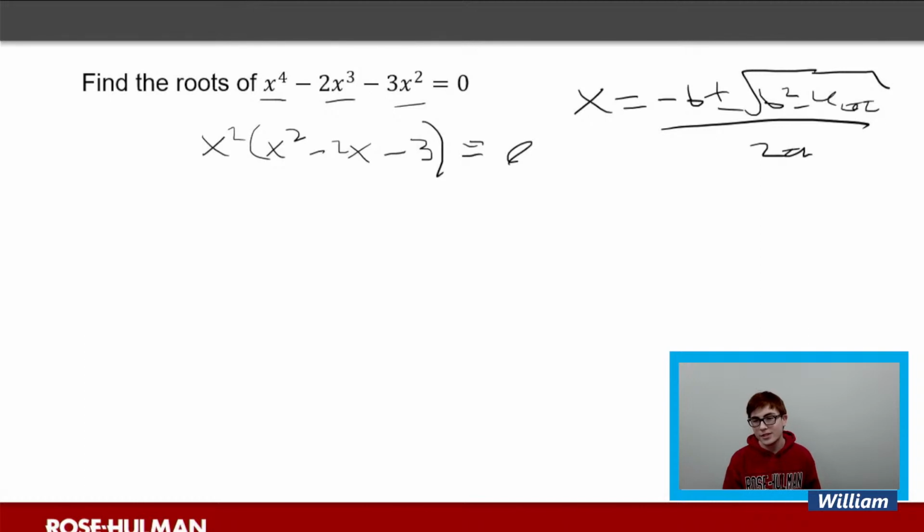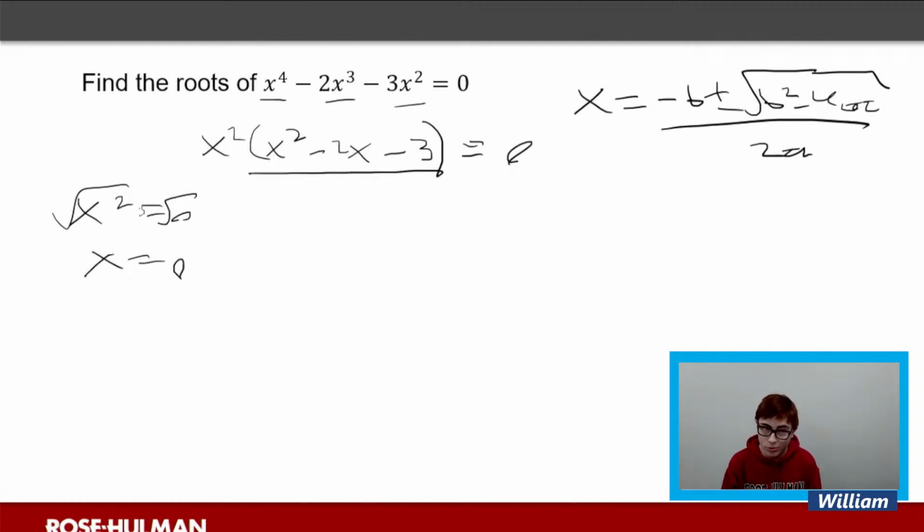Now we can treat these like separate parts of the equation. Because it's multiplication and we're looking for what equals 0, if either one of these is 0, your answer is going to be 0, which is correct. So the first thing I'm going to do is look at the first term, x squared equals 0. If x squared equals 0, and we want to find the value of x, we just take the square root of both sides, and the square root of x squared is 0, so x equals 0, and that's one of our roots.